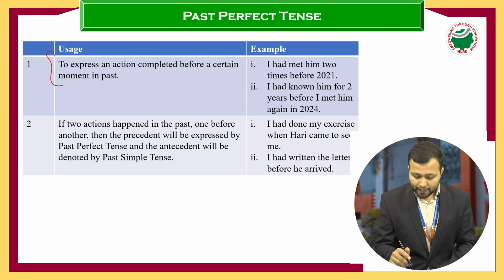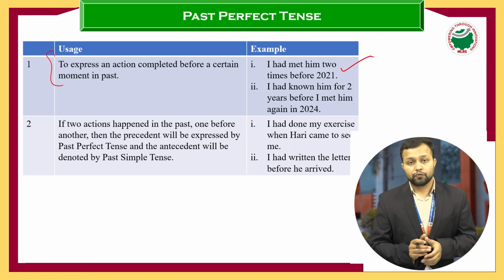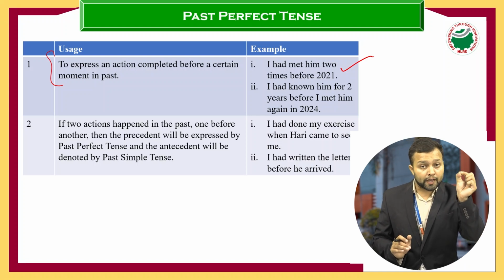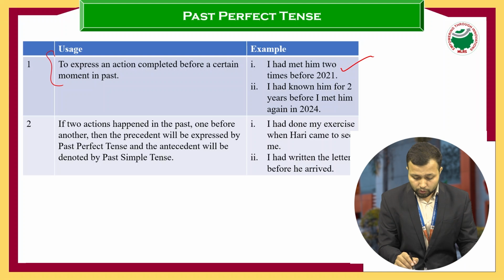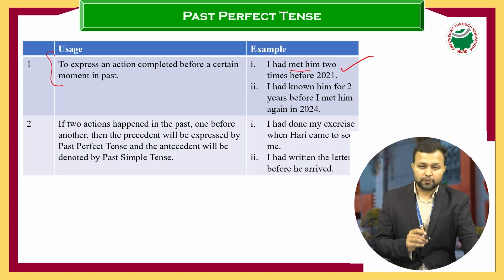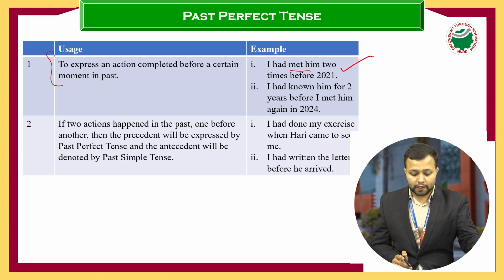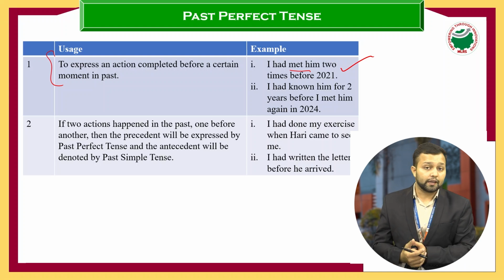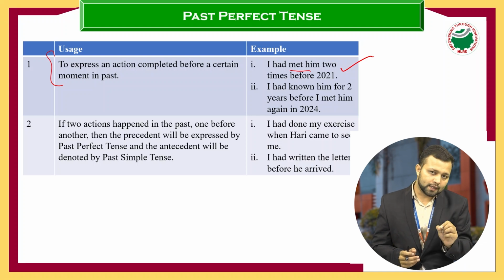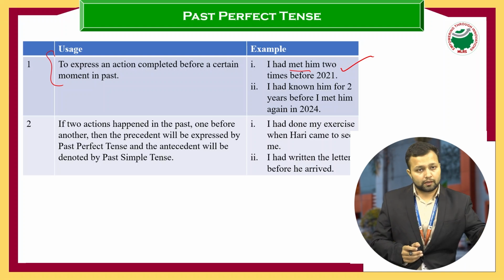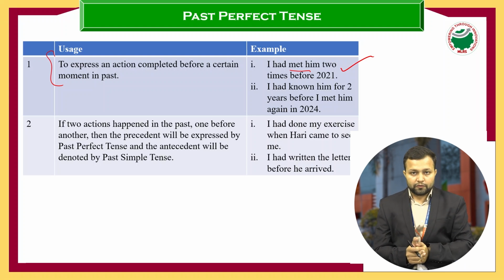For example, I had met him 2 times before 2021. We are taking reference of some point of time in past, and that action happened even before that. So I had met him 2 times before 2021. Next, I had known him for 2 years before I met him again in 2024. So we are taking reference of some point of time in past to show again some point of time in past. For that, we will use past perfect tense.